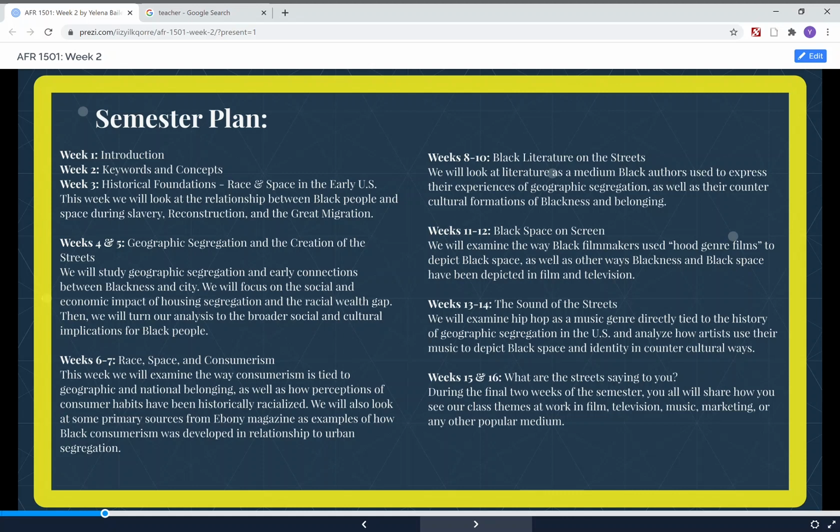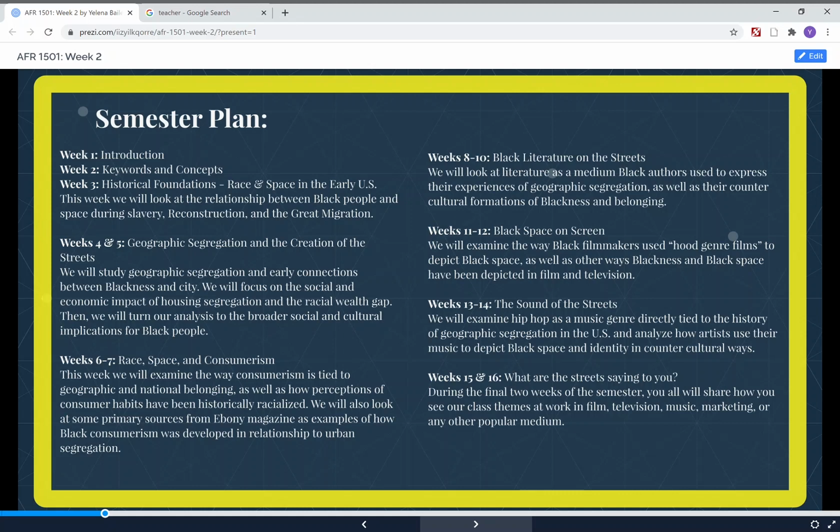But we'll also start to turn our attention to not just how this has impacted people economically or in terms of where they live, but the social and cultural implications for how Black people and Blackness itself is understood in this country. And that's really the framework of what I often talk about as the streets, right? So you'll see that theme a lot when I talk about the framing for this course and housing segregation.